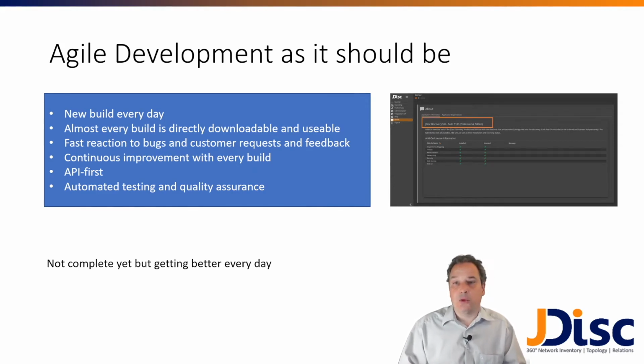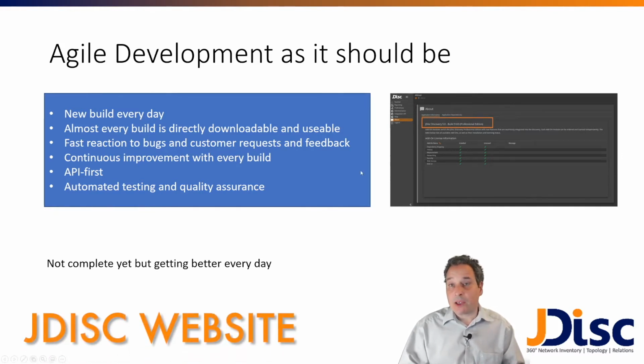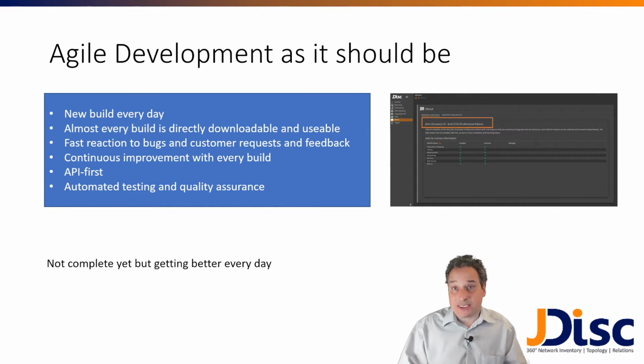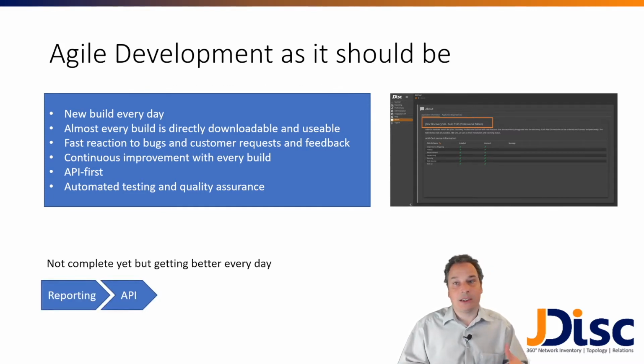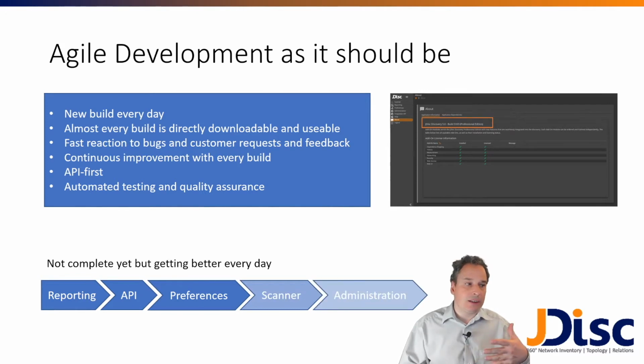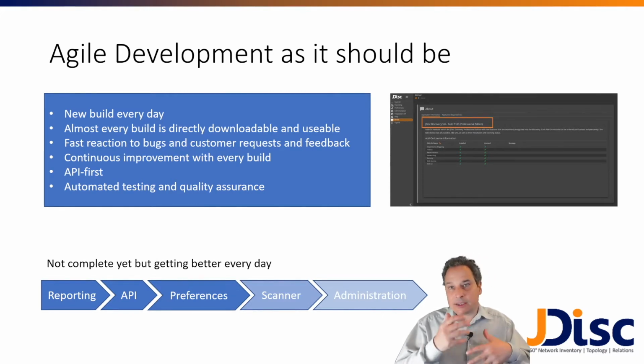You can look at your build number in the Web UI, which you see here, the corresponding version and build number, and compare that with what you can download. Now, the Web UI of course started with certain functionality. It has first reporting, then it started to use the API, the developer experience, then the preferences, the scanner, and finally all the rest of the administration parts that the normal fat client on Windows has. So as the development progresses, you can more and more replace the Windows UI with the new Web UI.